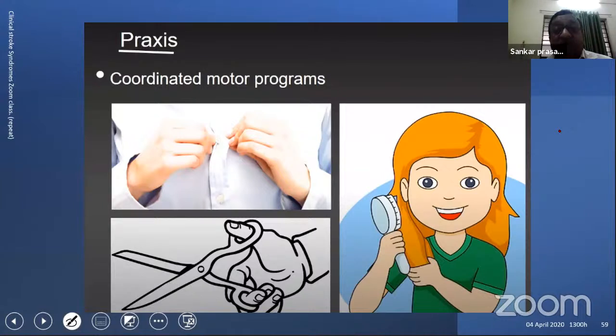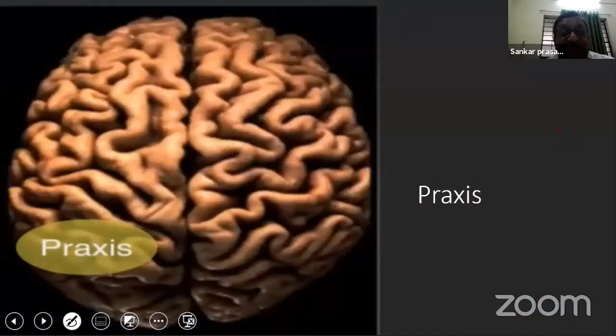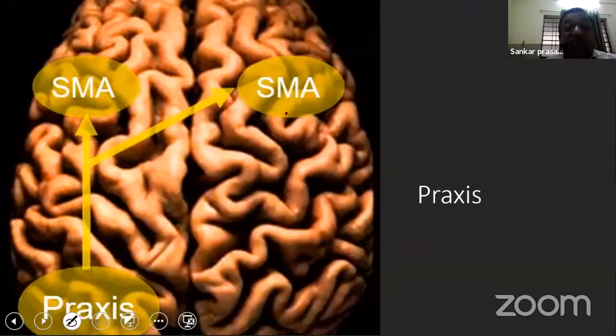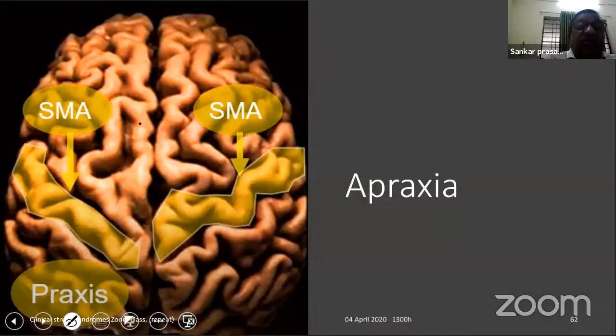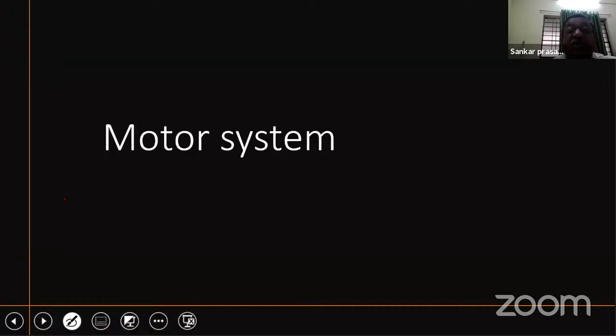Now all these things are coordinated motor programs which are stored in the brain, and that praxis is present in the left side parietal region. Whenever this program is on the left side, through the corpus callosum it goes to the right side also. So the supplementary motor area, right and left. So the action can be performed if all this circuit is intact. The program is performed. Apraxia results whenever there is a disconnection of these programs. That brings us to the motor system.